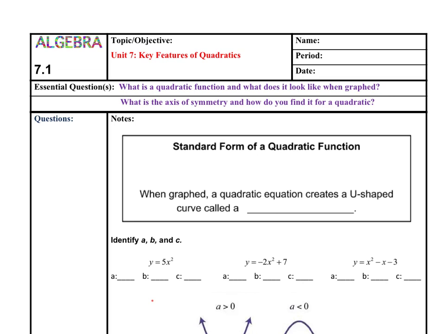We're going to talk about some key features. We'll talk about what a quadratic is, what it looks like, and how to find some of the key features.